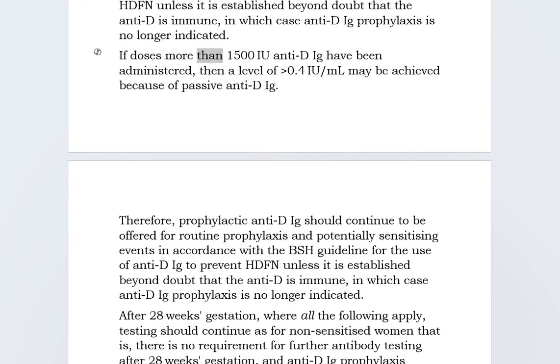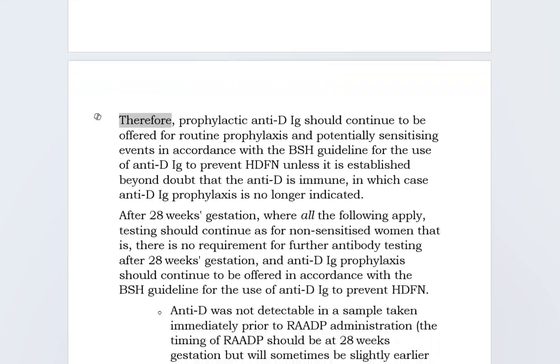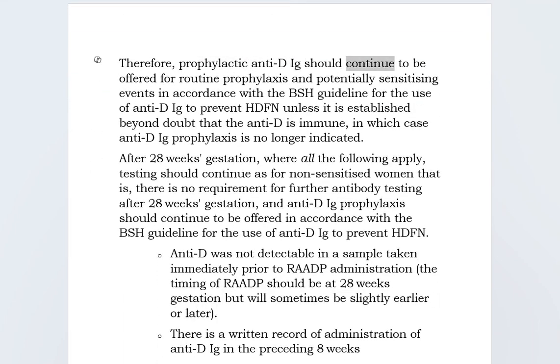If doses more than 1500 IU anti-D Ig have been administered, then a level of greater than 0.4 IU/ml may be achieved because of passive anti-D Ig. Therefore, prophylactic anti-D Ig should continue to be offered for routine prophylaxis and potentially sensitizing events in accordance with the BSH guideline for the use of anti-D Ig to prevent HDFN, unless it is established beyond doubt that the anti-D is immune, in which case anti-D Ig prophylaxis is no longer indicated.